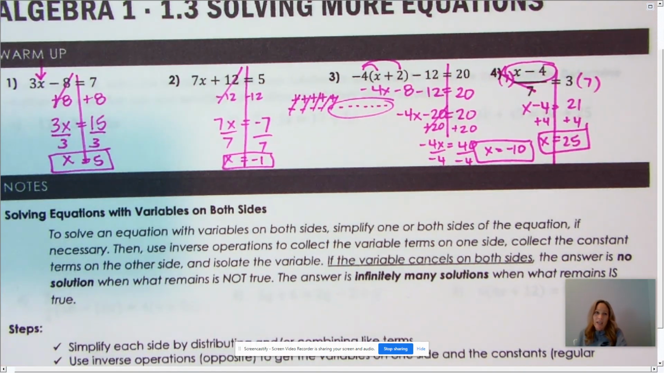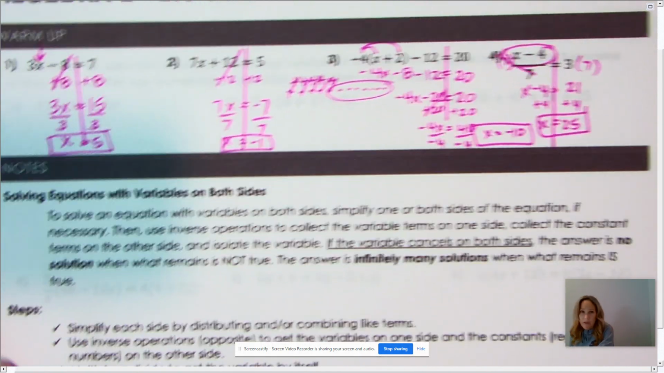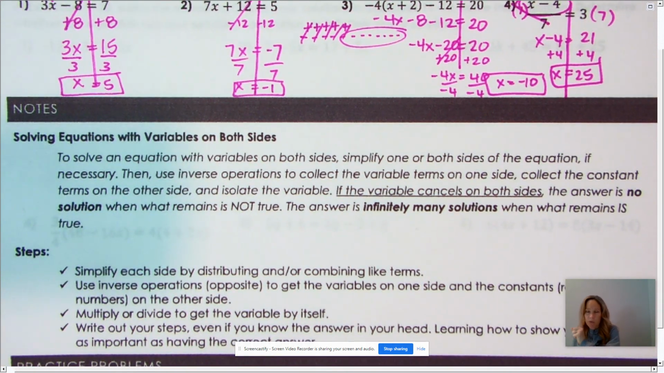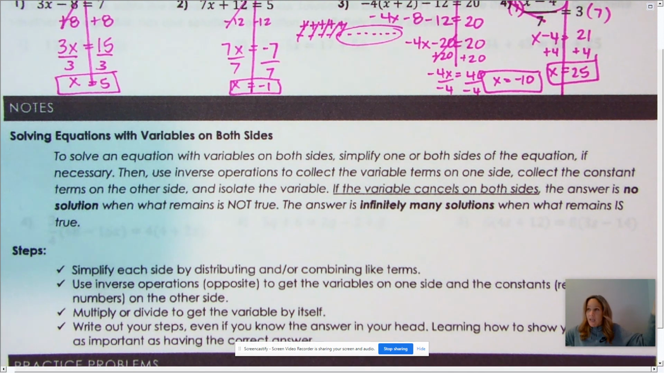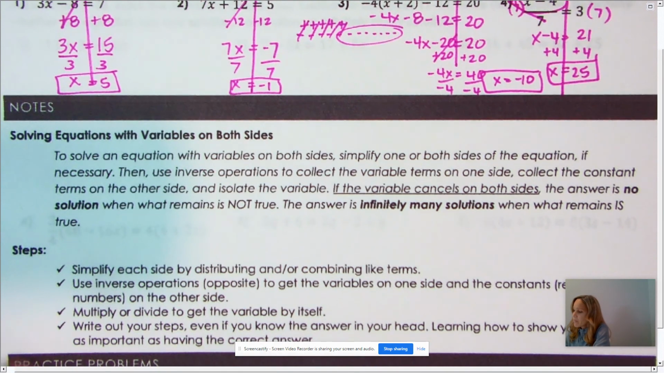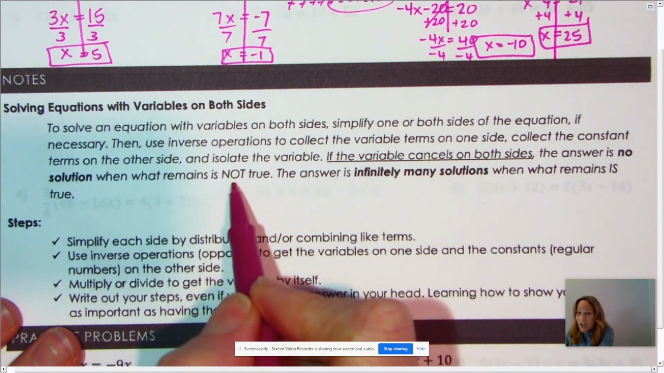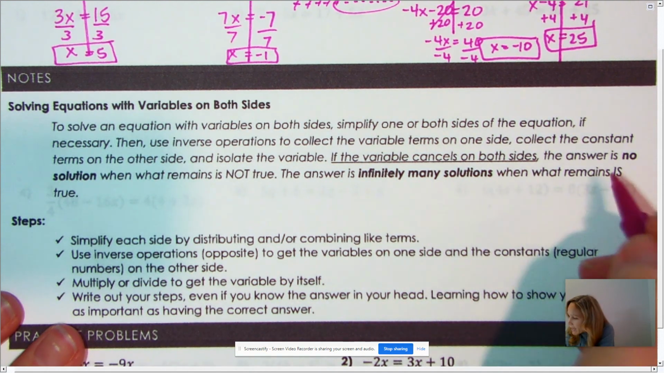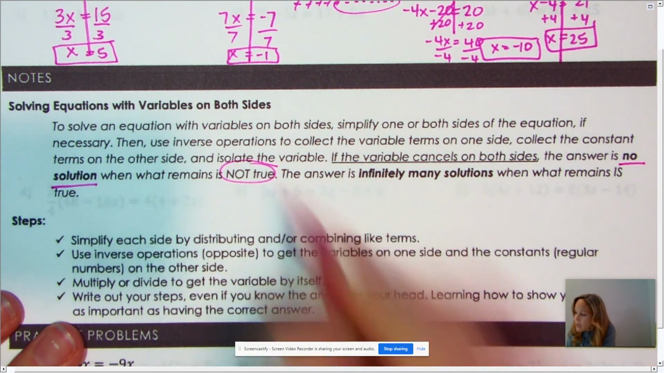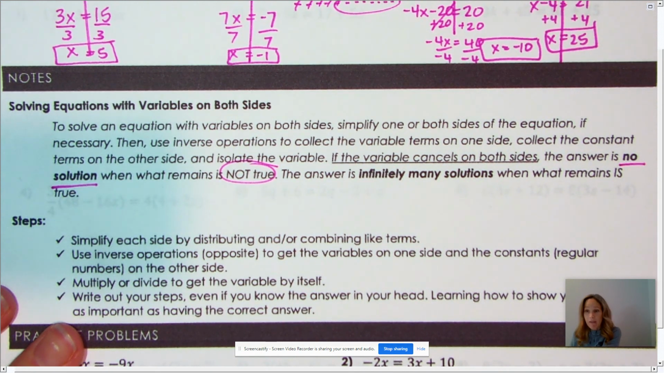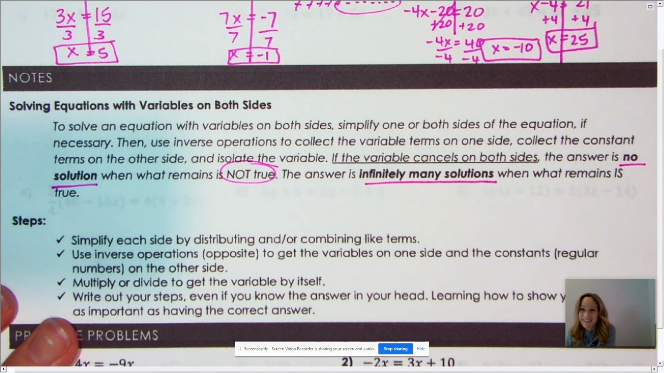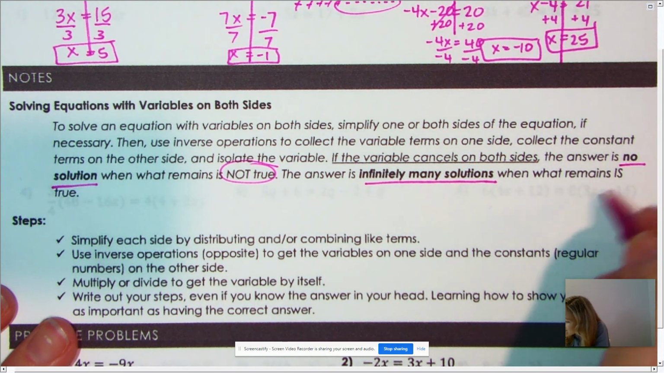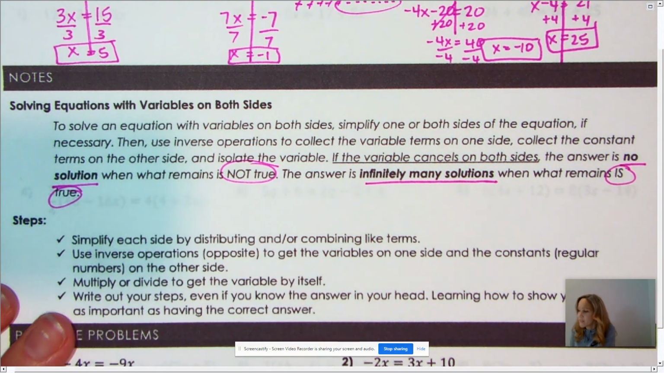So now we're going to be looking at equations with variables on both sides. So we are going to look at some of those problems together. The only thing I want you guys to be looking out for is that if the variable cancels on both sides, like let's say there was 4x on both sides and we minus the 4x and there's no more x's, if what remains is not true, like you got 5 equals 7, you would write no solution for something that's not true. If you get something that is true, like 5 equals 5, you would write infinitely many solutions if what remains is true.